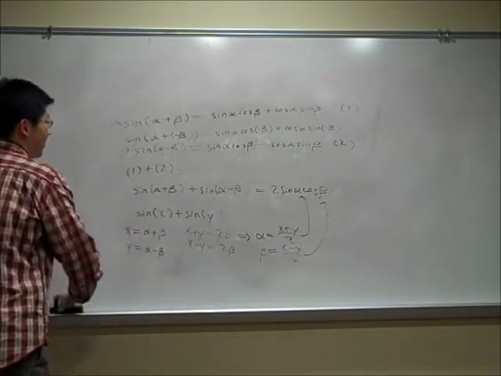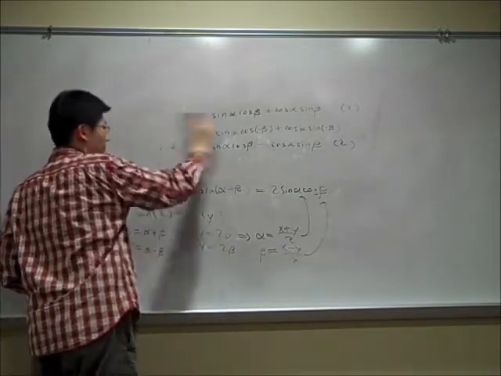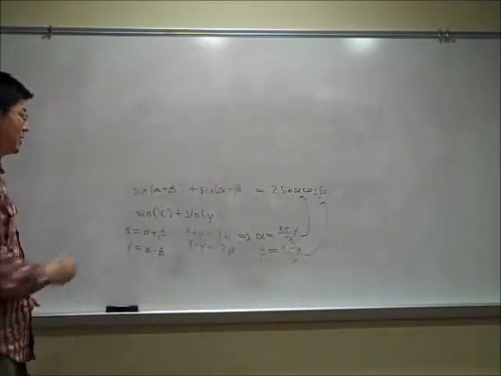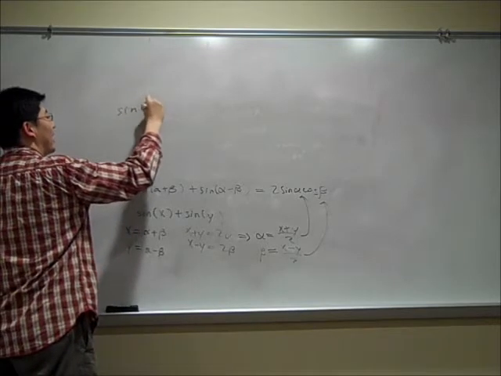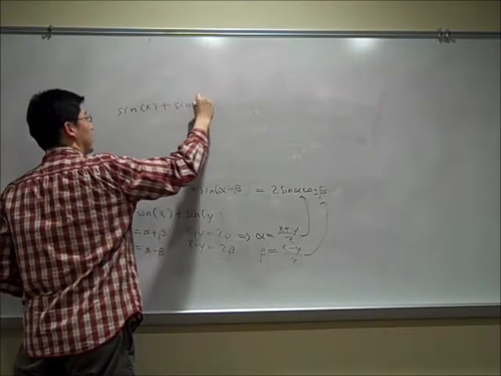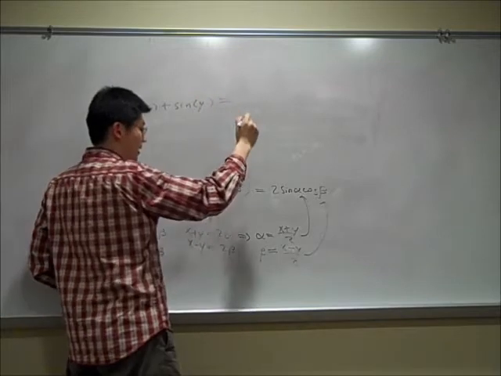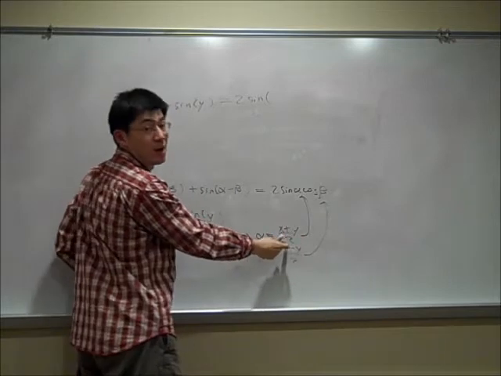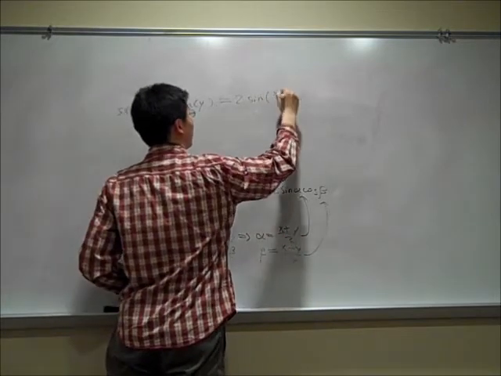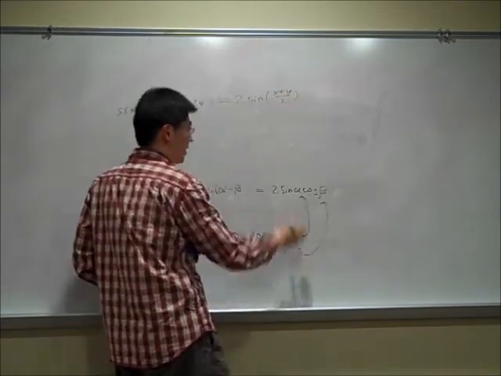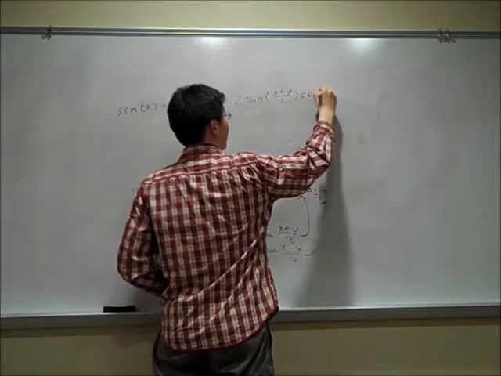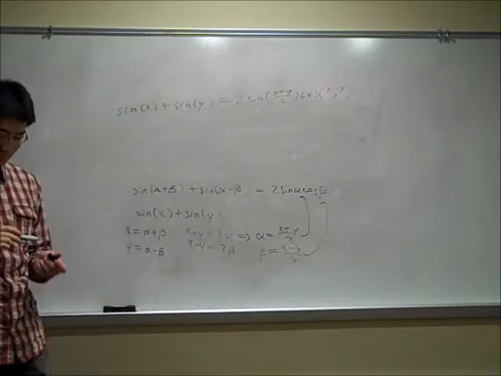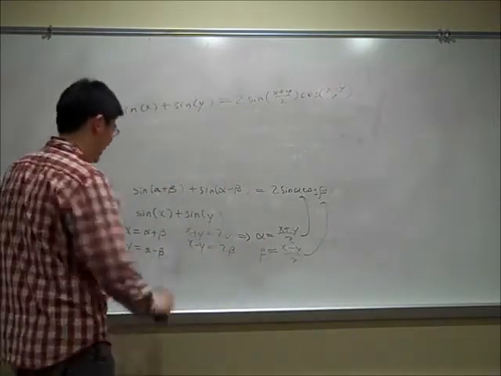And so what does this all mean? Well, at the end, what we've gotten is an equation that tells us that sine of x plus the sine of y is going to be 2 times the sine of alpha, but alpha was x plus y over 2, so it's going to be sine of x plus y over 2, and beta is going to be x minus y over 2, so cosine of x minus y divided by 2. Okay, so that's very interesting.